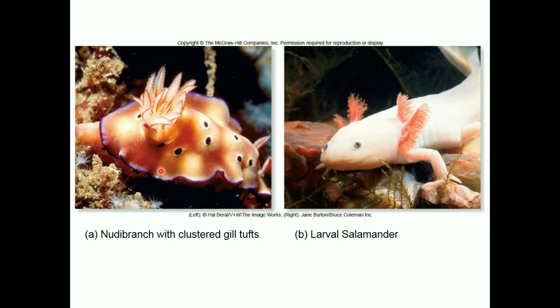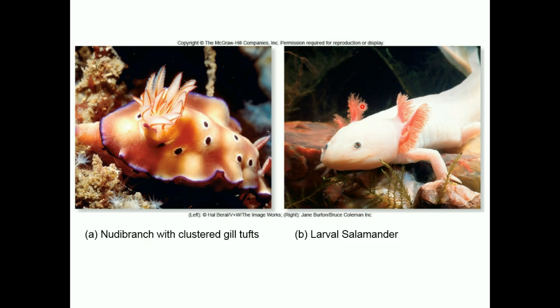So on the left-hand side, we have a nudibranch with a clustered gill tuft. Nudibranchs are mollusks, oftentimes very brightly colored. And you know already what this bright color means, right? Buzzword, aposematic coloration, warning coloration. Yeah, sure, I'm waving my gills, and sure, there's a lot of blood in there, and sure, I could be yummy, but I'm also very poisonous, so don't eat me. So aposematism is very common in these nudibranchs that have external gills.